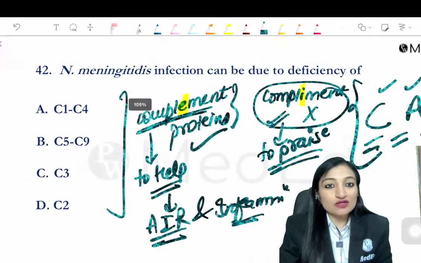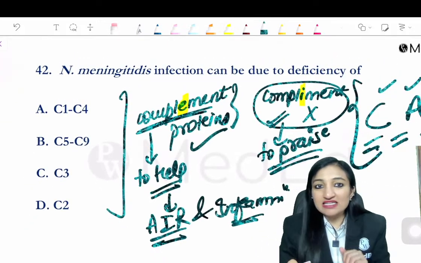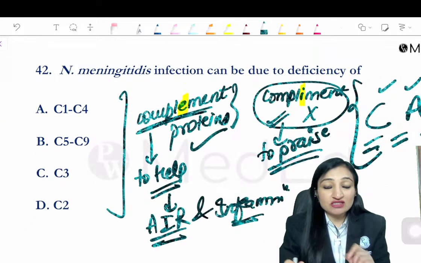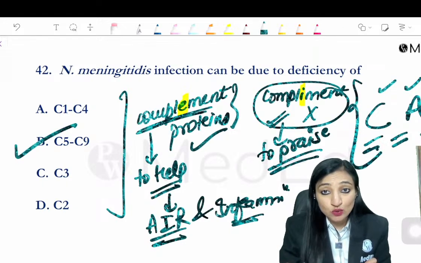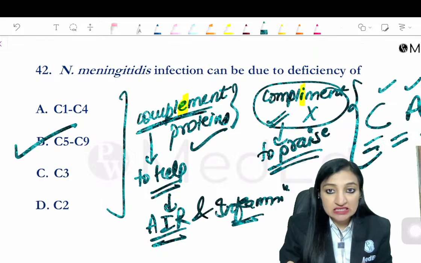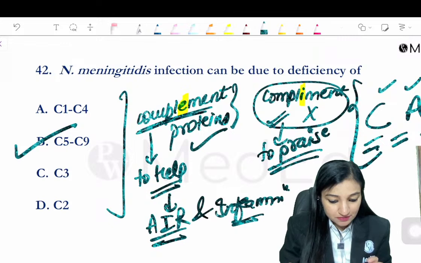Now coming back to the question, Neisseria meningitidis infection can be due to deficiency of the late complement proteins, that is C5 to C9. Okay, C5 to C9. Is this clear?